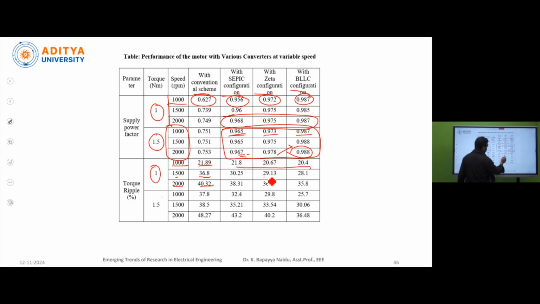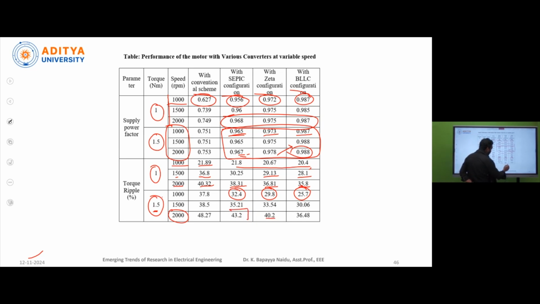Here, 29.13, 28.1. Here, 38.31. With the SEPIC configuration and with the Zeta configuration it is 36.81, and with the BLLC configuration 35.8. Okay, now at the load torque of 1.5, it is 32.9, 32.4, 29.8 and 25.7.